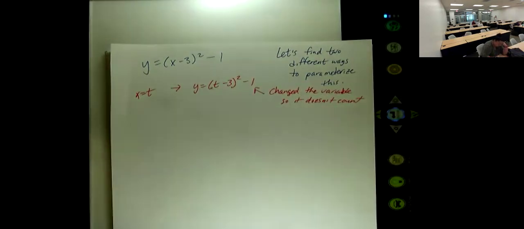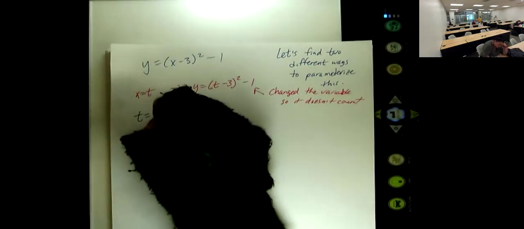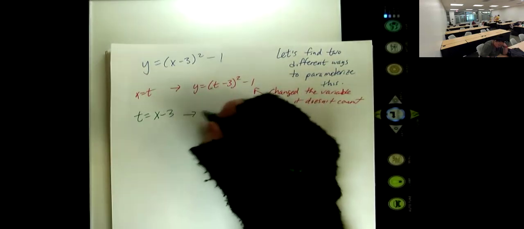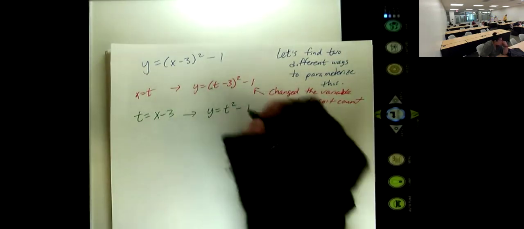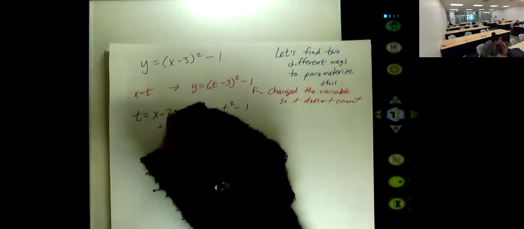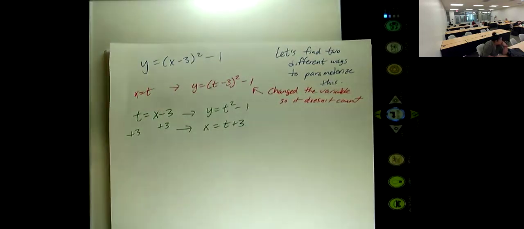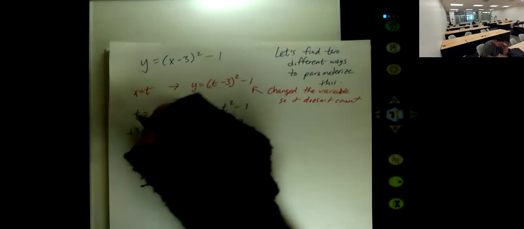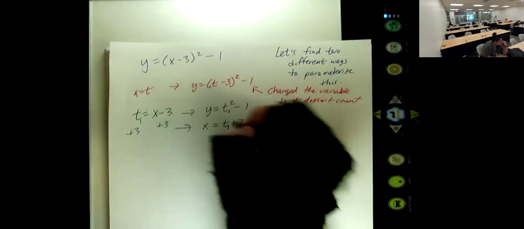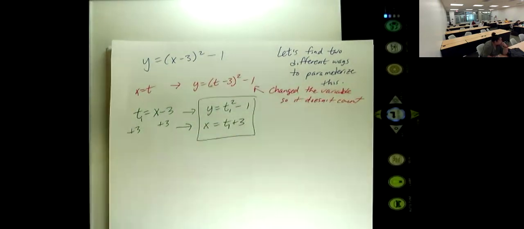But that's the kind of thing I want to do, I want to make some swaps. So like, if I set t equal to what's on the inside, if I do t equals x minus 3, that forces y to look like t squared minus 1. And then if I add 3 to both sides, I get x equals t plus 3. I'm going to use t1 here to represent this one, because we're doing 2 different ways. So I'll use t1 for this one, this is one set of parameterizations for that equation.